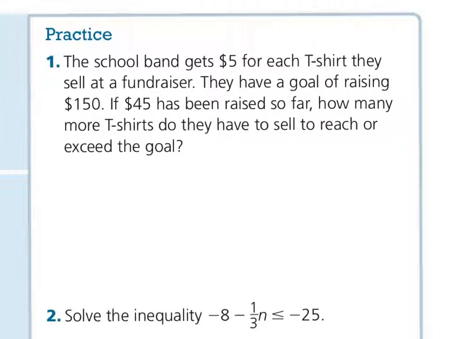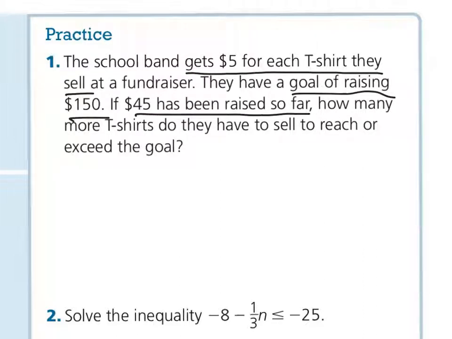So, number 1, the school band gets $5 for each t-shirt they sell at a fundraiser. They have a goal of raising $150. $45 has been raised so far. How many more t-shirts do they have to sell to reach or exceed the goal?